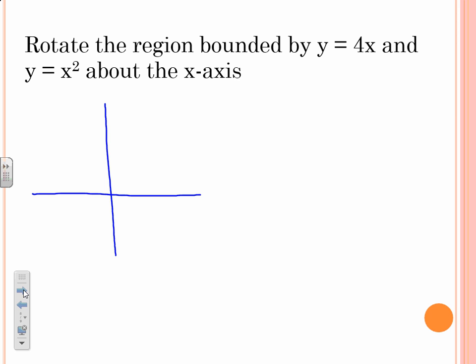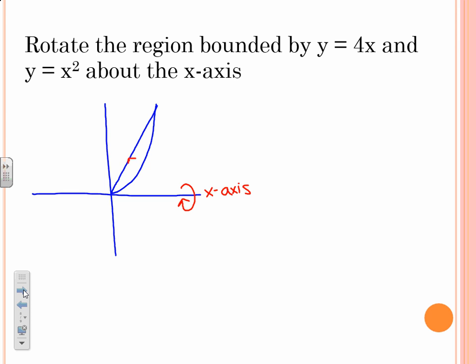So y equals x squared is a parabola. y equals 4x is a line. They intersect like that. Do you agree? Yes. We are going to rotate around the x-axis. Now, I know that we can do this with the dishwasher method just fine. But let's see what it looks like with the shell method, because that is what you're going to practice in your homework.